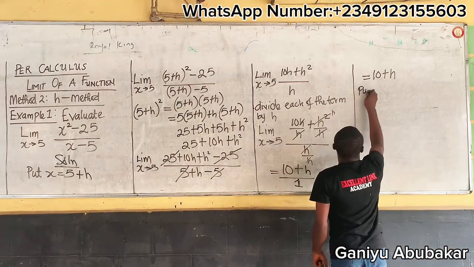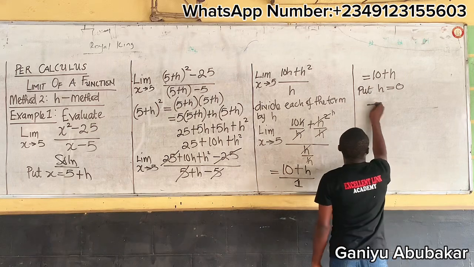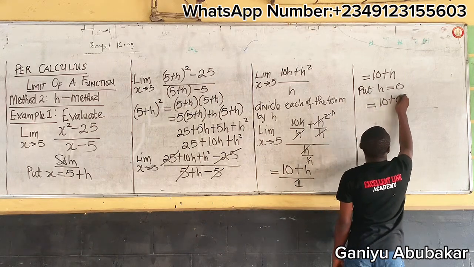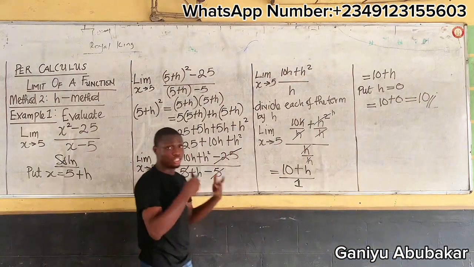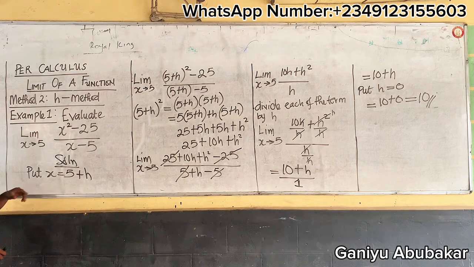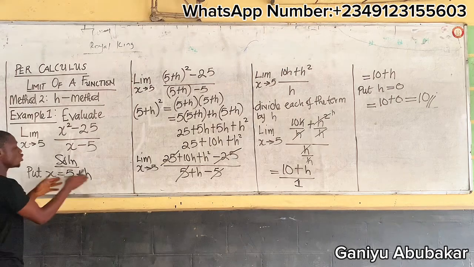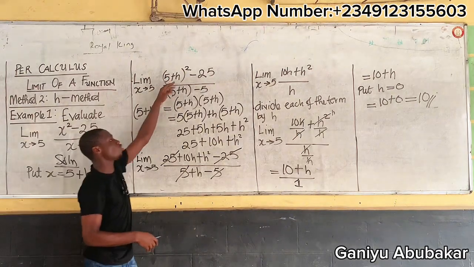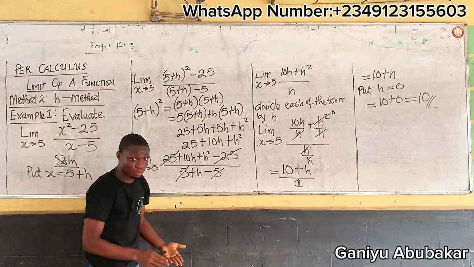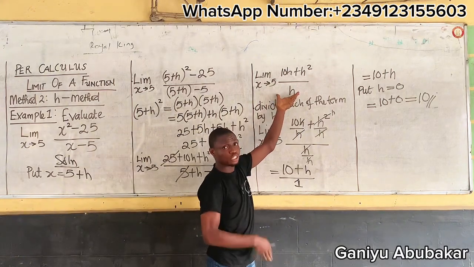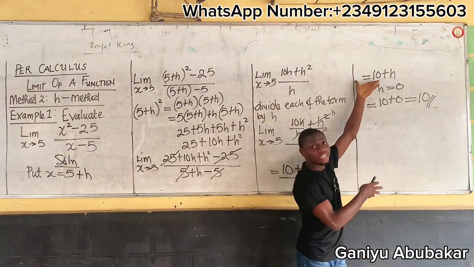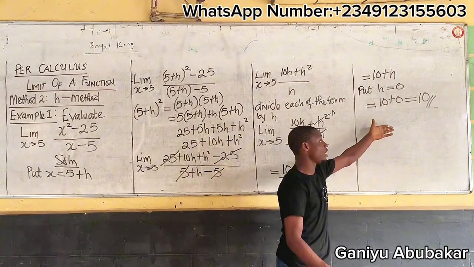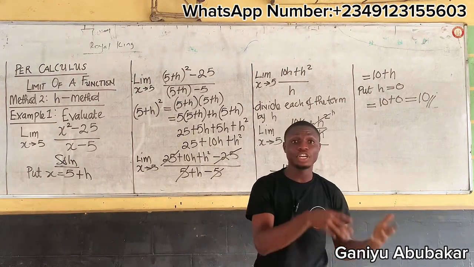After dividing each term by h, put h as 0, that's all. So put h as being equal to 0. If I put h as 0, this becomes 10 plus 0. This becomes 10. So this is how to evaluate problems using the H method. Rule 1, listen up: put the given variable of x, add h to it. After you are done with this, put the value of x into the expression and simplify as far as possible. I end up here. At this point, you divide through by h, so each term by h. After that, put h to be 0 and then you have 10. This is how to evaluate problems using the H method.